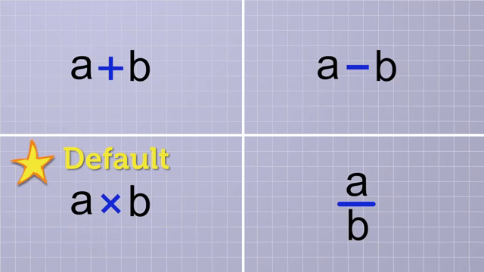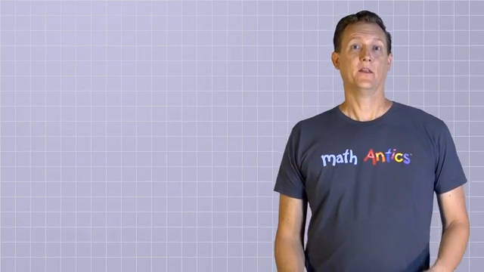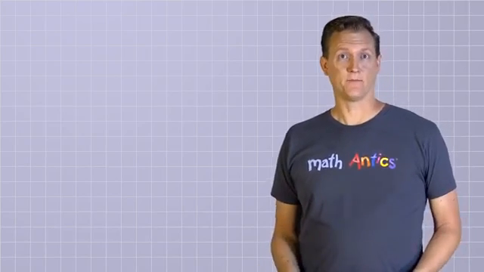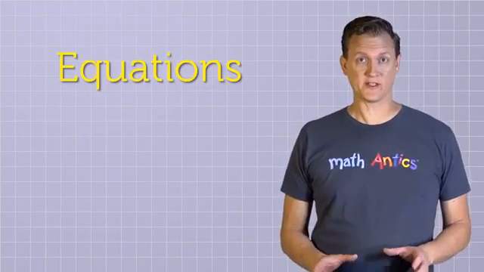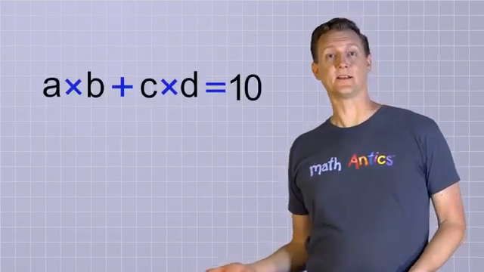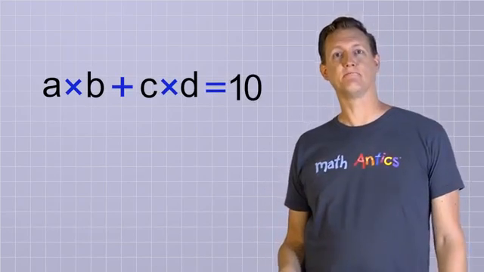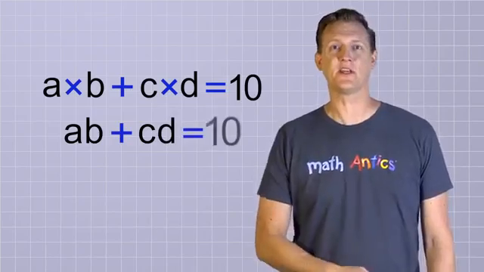That means if no other arithmetic operation is shown between 2 symbols, then you can just assume that they're being multiplied. The multiplication is implied. For example, instead of writing a times b, you can leave out the times symbol and just write ab. Since no operation is shown between these 2 symbols, you know that you're supposed to multiply a and b. Of course, you can't actually multiply a and b until you figure out what numbers they stand for. The advantage of this rule about multiplication is that it makes many algebraic equations less cluttered and easier to write down. For example, instead of this, a times b plus c times d equals 10, you could just write ab plus cd equals 10.